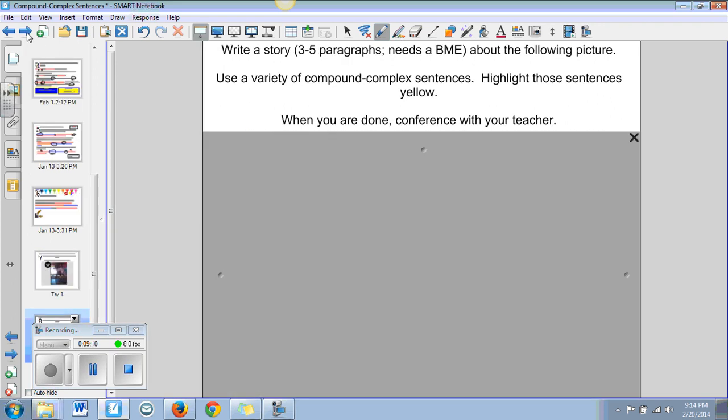All right, after conferring with me, I'd like you to come back and write me another story, again of 3 to 5 paragraphs, about the following picture. I want you focusing on writing compound complex sentences. Please highlight these in yellow, and when you're done, please come over and confer with me.